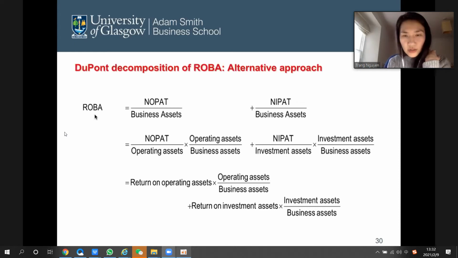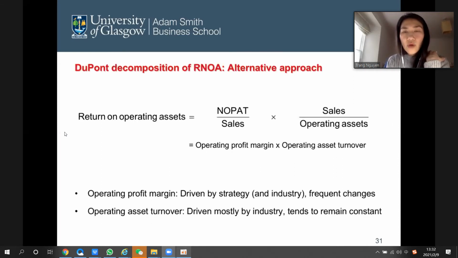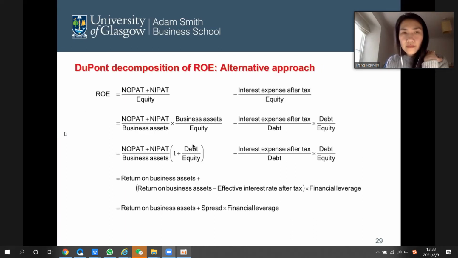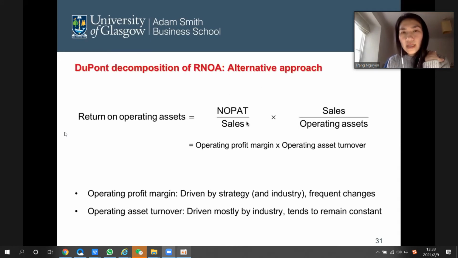If we base it on the traditional approach, that is the return on assets, right? ROA here is return on business assets. And no matter which way we look at it, based on the traditional approach or the alternative approach, we want to look at the return on operating assets here. So for return on operating assets, we also need to base it on sales over operating assets, that is operating assets turnover, and then here is operating profit margin.